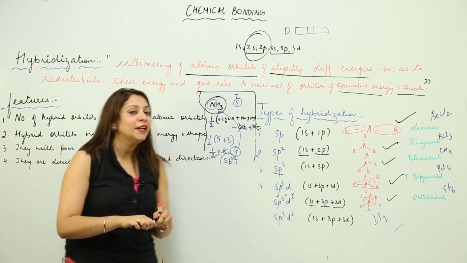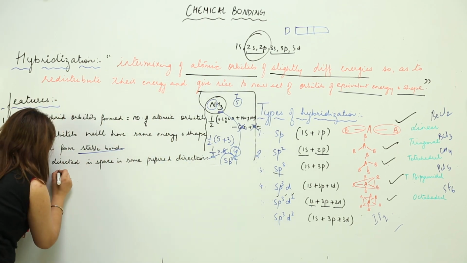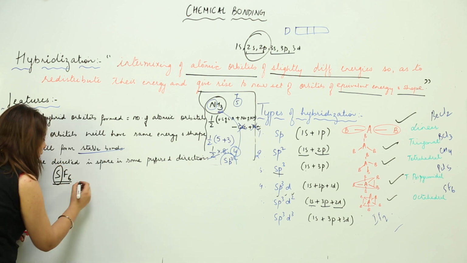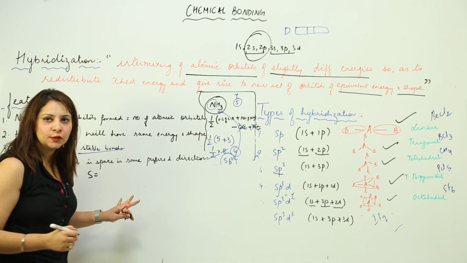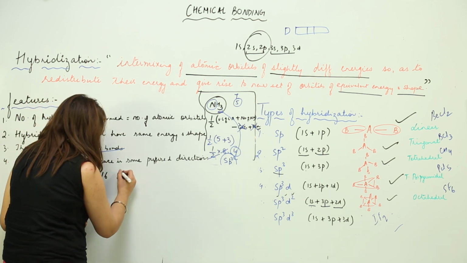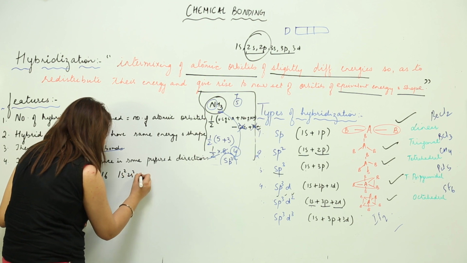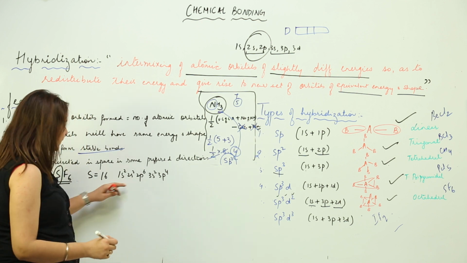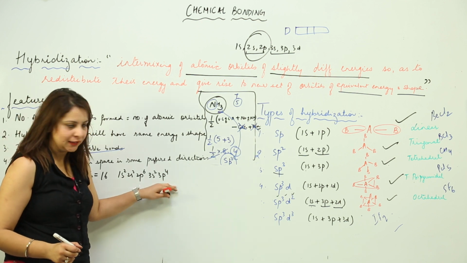Let me show you one more example of hybridization. Let it be SF6. Here the central atom is S, so I am going to write the atomic number for S first. It is 16. Now it is time to write the configuration. So we have 1s2, 2s2, 2p6, 3s2, 3p4. 10, 11, 12 and 4, 16.